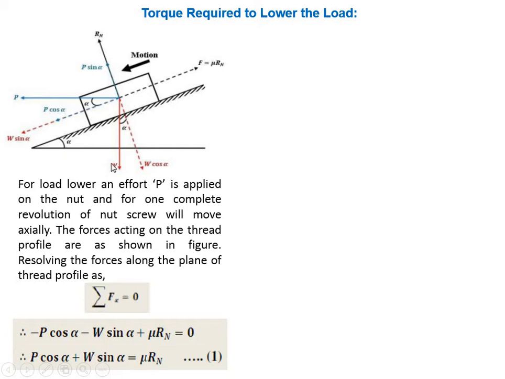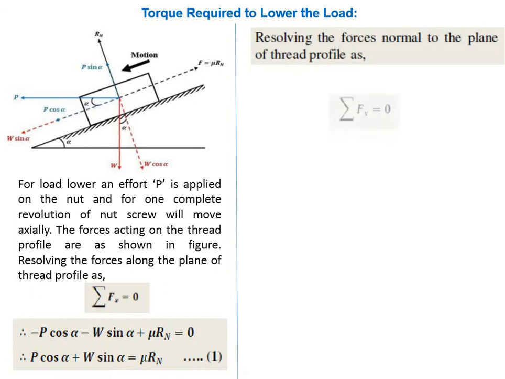So if I take P cos alpha, it is in the anti-clockwise direction, so minus P cos alpha, and again minus W sin alpha, again in the anti-clockwise direction, but mu Rn is in the clockwise direction, that's why plus mu Rn is equal to 0. So P cos alpha plus W sin alpha is equal to mu Rn, equation number 1. So this is the summation of all the horizontal forces.